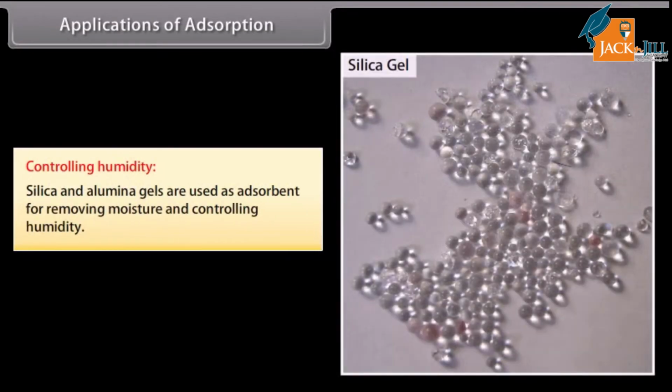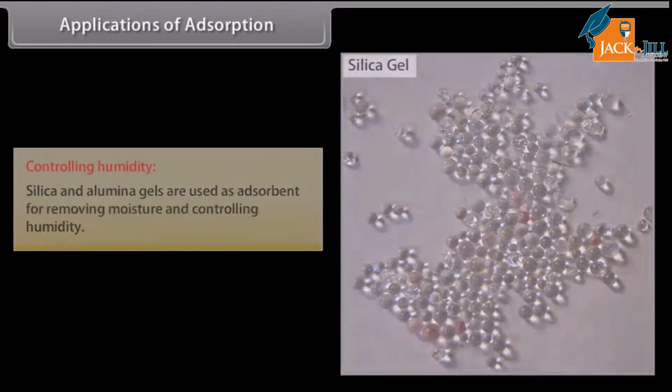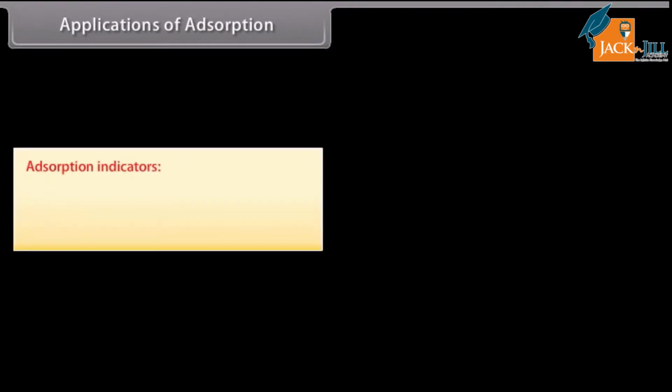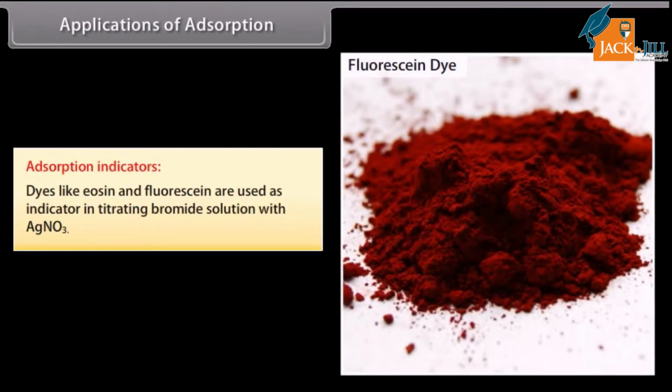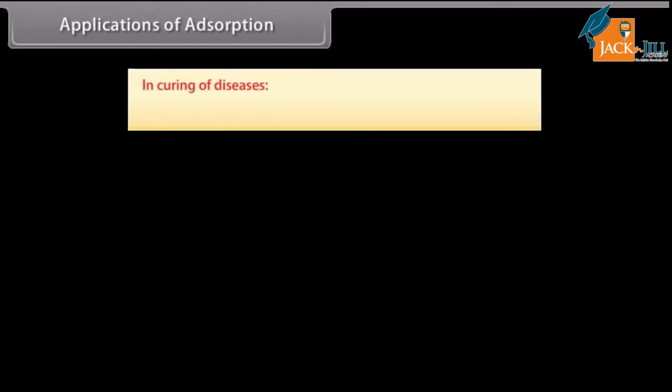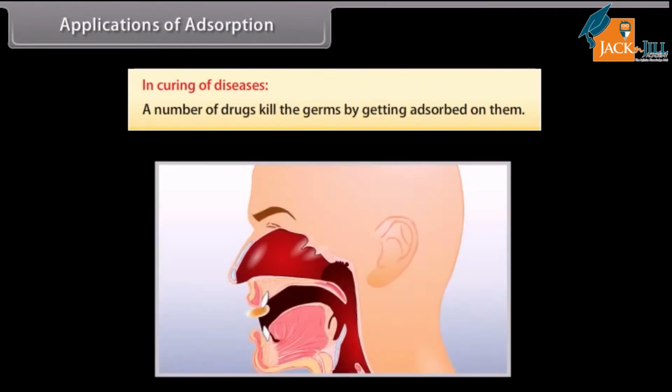Controlling humidity: silica and alumina gels are used as adsorbents for removing moisture and controlling humidity. Adsorption indicators: dyes like eosine and fluorescein are used as indicators in titrating bromide solution with AgNO3. The precipitate of silver halide has the property of adsorbing these dyes, thereby producing characteristic deep colors at the end point in the titration. In curing of diseases, a number of drugs kill the germs by getting adsorbed on them.